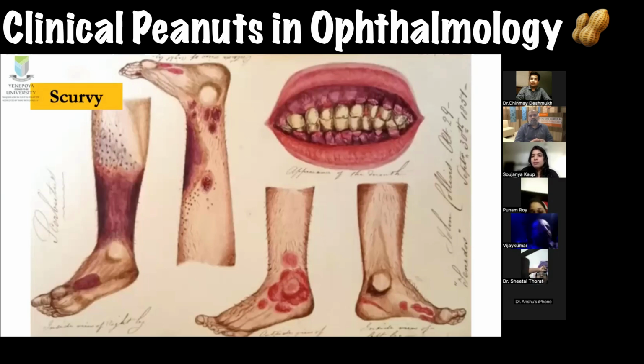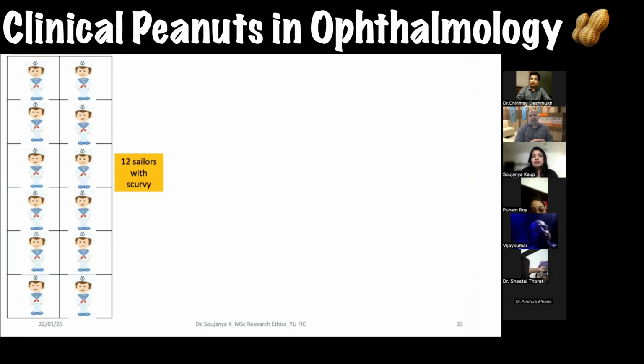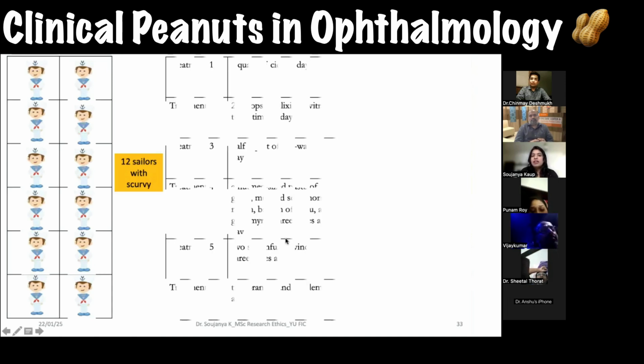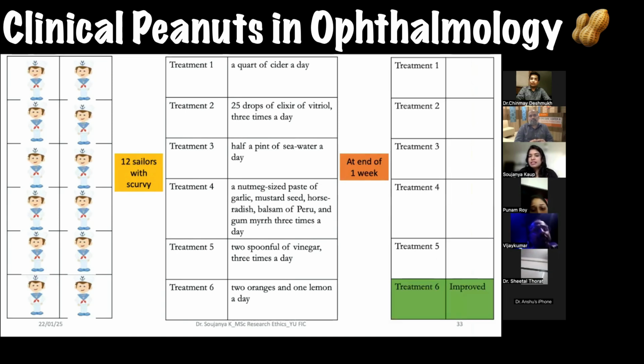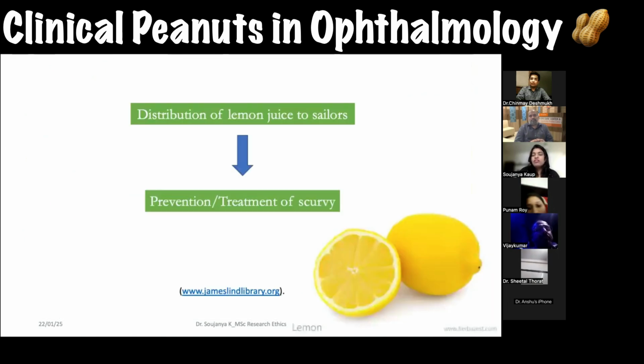The treatment for this condition was not known then. So he took 12 of these sailors who had scurvy and gave them six different treatments randomly, and then he observed them at the end of 1 week. The people who got treatment six improved. He considered it was because of the lemon juice, and that is why he started advocating the use of lemon juice for prevention and treatment of scurvy. This is supposed to be one of the very first intervention studies. Although it was not a randomized clinical trial and does not have the very important features of an RCT, it is still considered one of the very early intervention studies, and he's called the father of clinical trials.